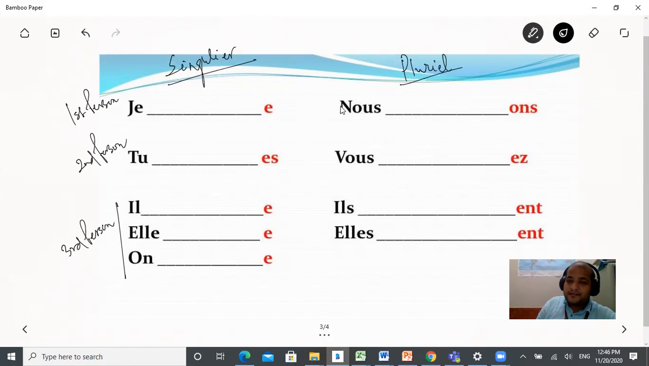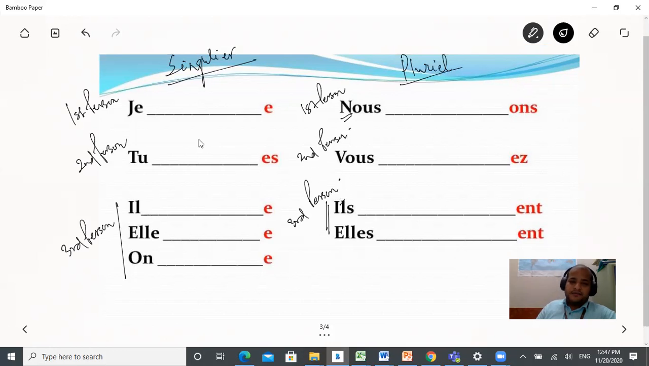Here in the plural part, the subject pronoun nous is first person, vous is second person, and ils and elles are third person plural.